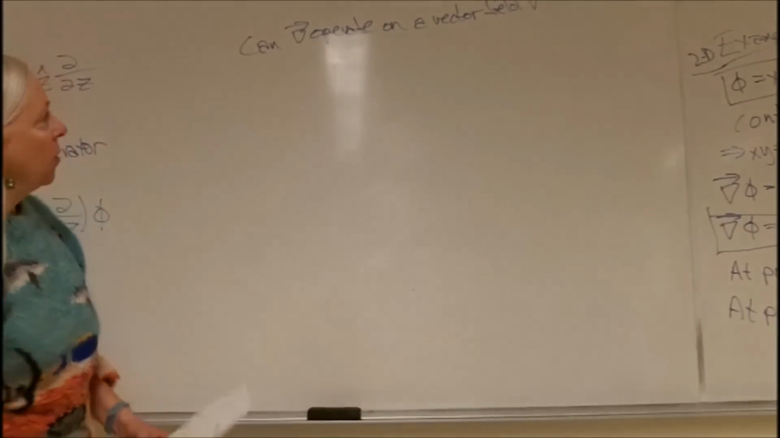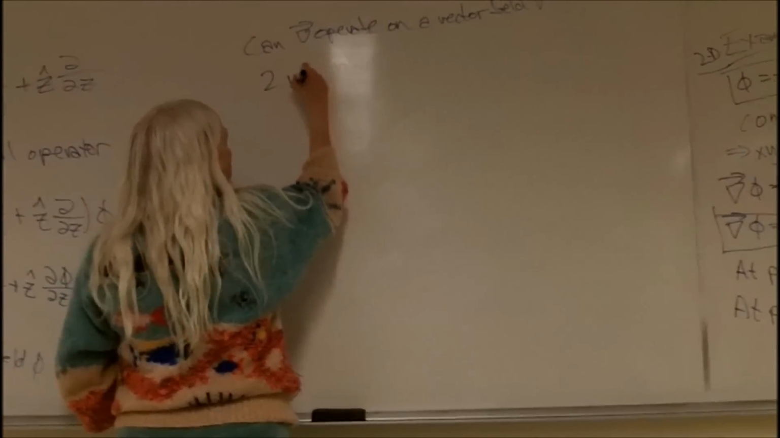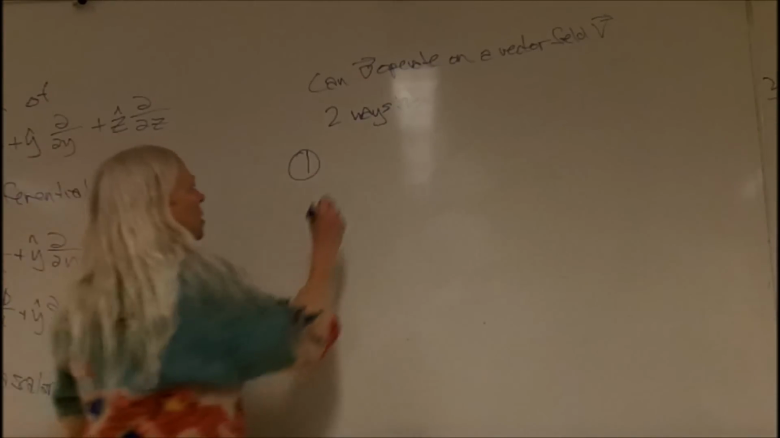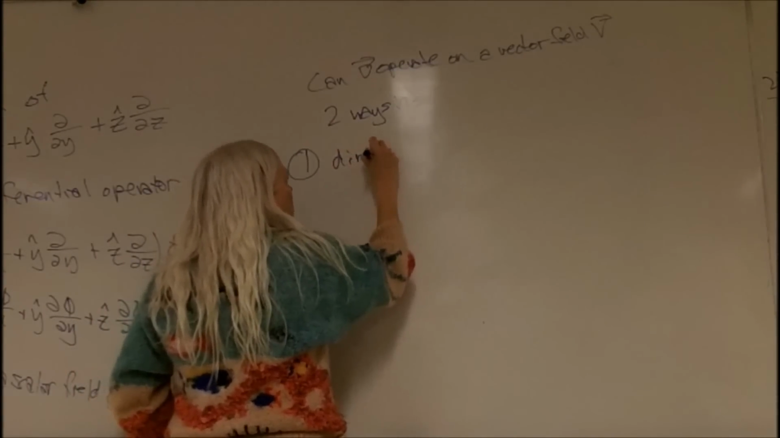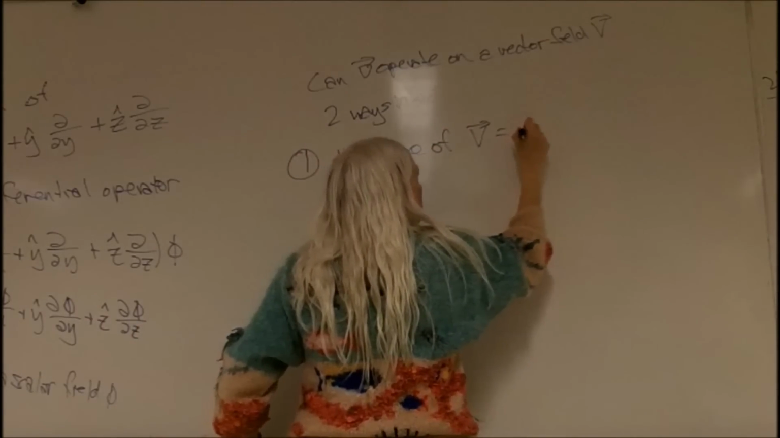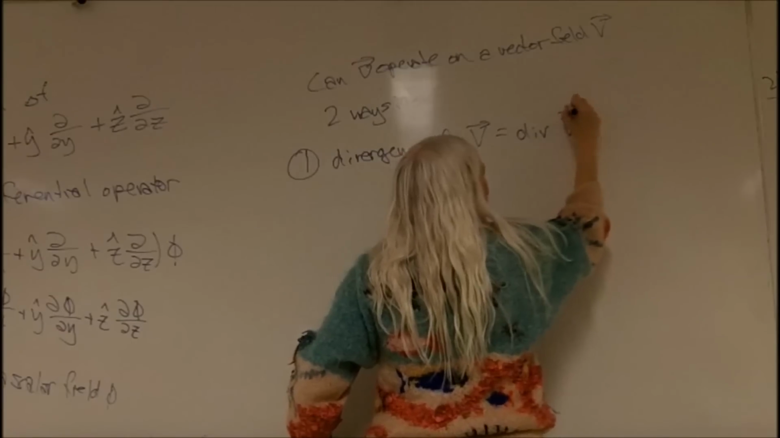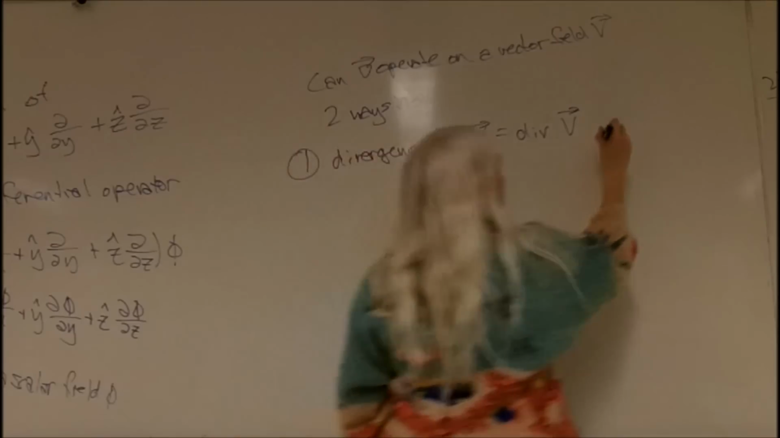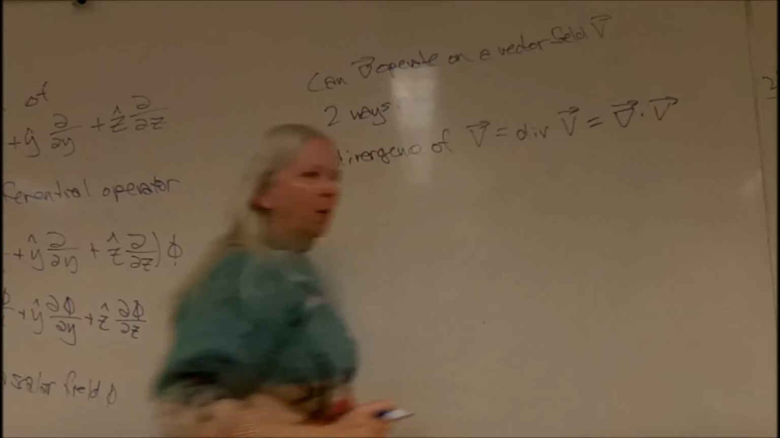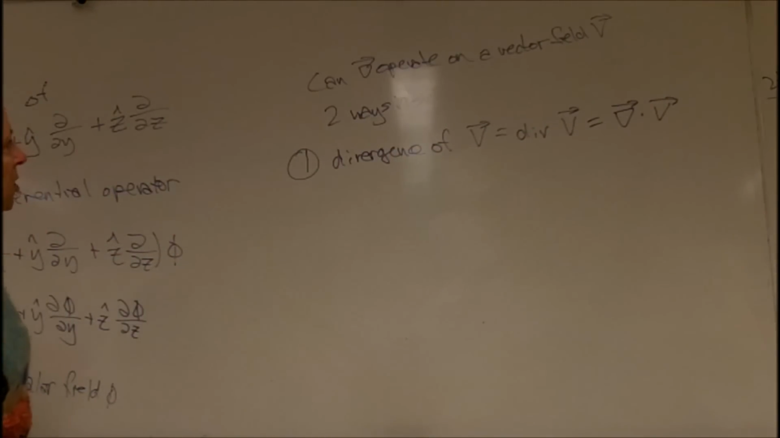Okay? So there are two ways that this can work. The first is the divergence of V, sometimes written as div V, short for divergence, or more commonly written as del dot V. Okay? So this means exactly what you think it would mean if we write out what del stands for. So let's substitute this right here for del.